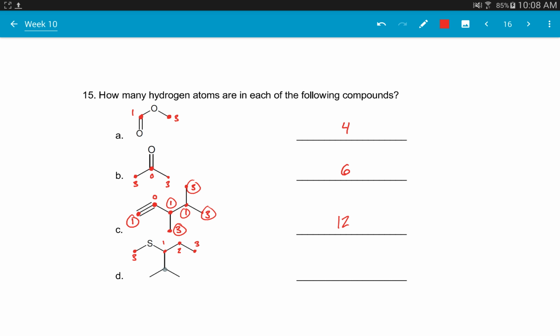But we also need to count the hydrogens in these side chains. So this particular carbon has 3 bonds showing to it. A 4th must go to the carbon, or to hydrogen. This one has just 1 bond showing, so 3 hydrogens. And this also just has 1 bond showing, so it must have 3 hydrogens as well. Now if we add them up, we have 3, 6, 7, 10, 11, 13, 16 hydrogens altogether.